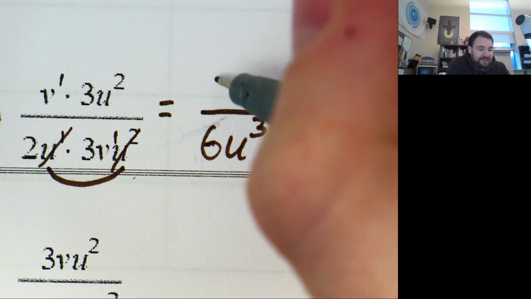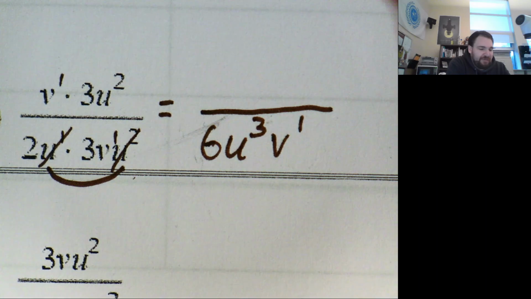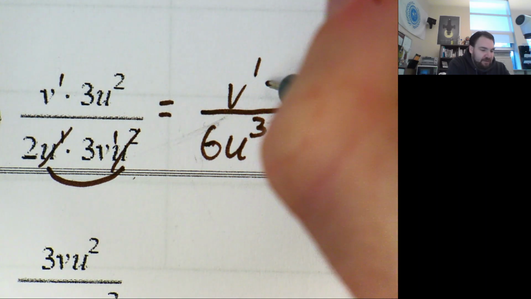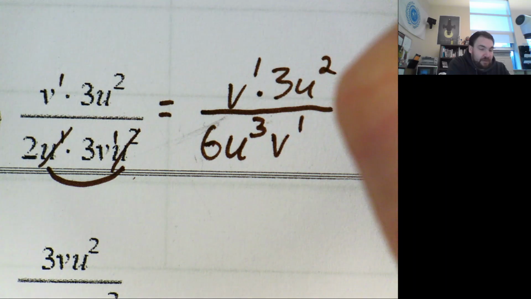And then up in the numerator, nothing's happened yet. So I'm just going to change the order. Actually, we don't even need to change the order. I've got a V to the 1 times 3U squared.